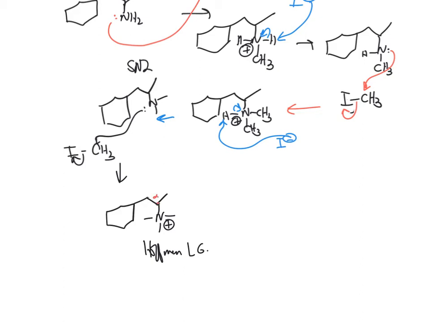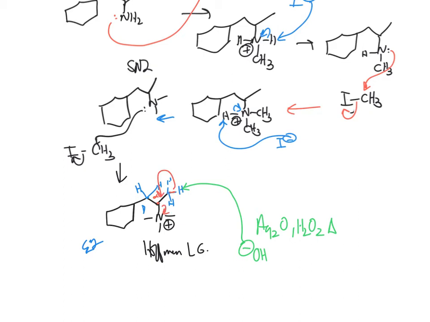And this is an E2 reaction, and these are our beta hydrogens. Then you could just do silver oxide and H2O2 and heat. This makes OH minus. It's going to take this particular hydrogen, and you see how I have 3 electron flow arrows there to show my elimination. So you lost a point if you chose the wrong beta hydrogen. 1, 2, 3, 1, 2, 3. So this is a Hoffman product.